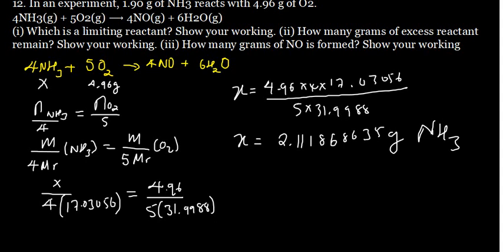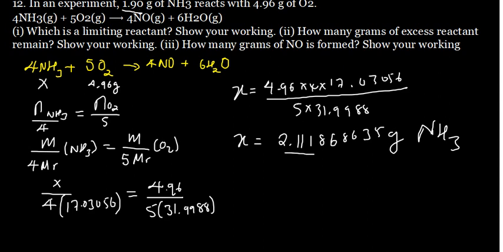2.11. Now, this is the mass of ammonia that is supposed to react with the given mass of oxygen. Now consider what you've been given. This is what you expect to use, but you only have 1.9 grams of ammonia. Since what has been given is smaller than what you are supposed to have, when this reaction starts, the ammonia is going to be used up before oxygen is done, meaning that ammonia is the limiting reagent.